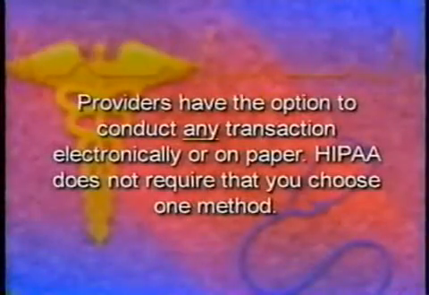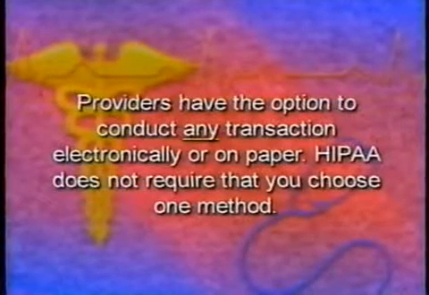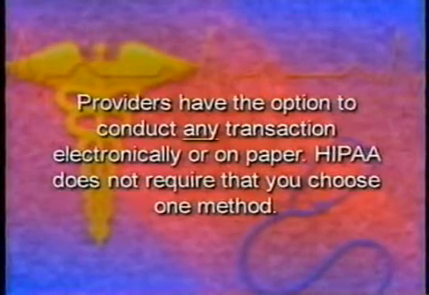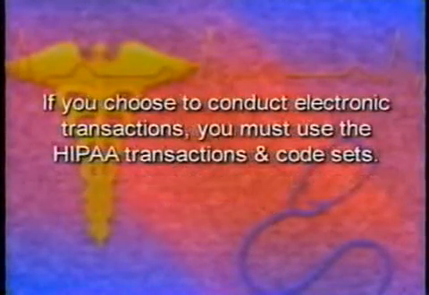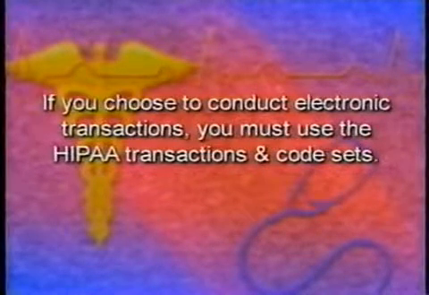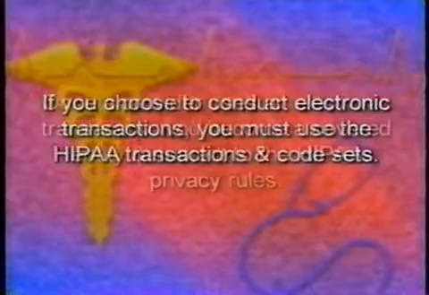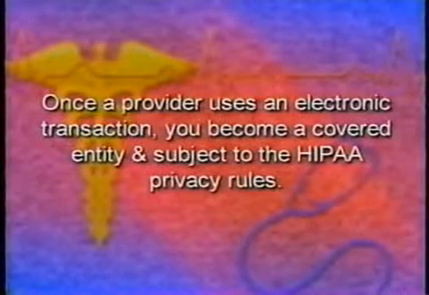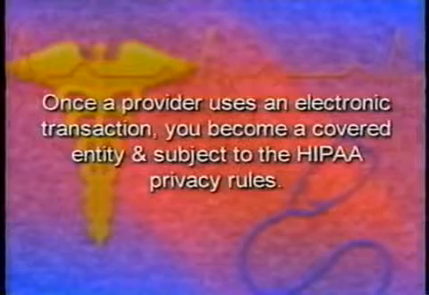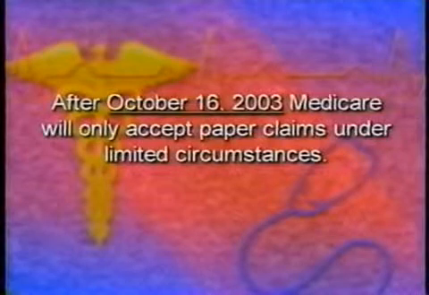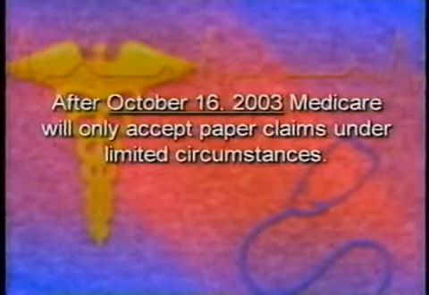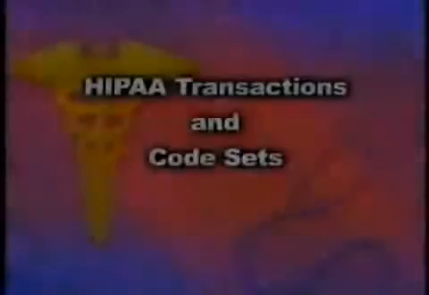I'm a healthcare provider. Am I allowed to submit claims both electronically and by paper? Under HIPAA, a provider has the option for any transaction to conduct it electronically or on paper. HIPAA does not require that you choose one method. However, if you choose to conduct electronic transactions, you must use the HIPAA transactions and code sets. Also, once a provider uses an electronic transaction, you become a covered entity and subject to the privacy rules also. Keep in mind that after October 16, 2003, Medicare will only accept paper claims under limited circumstances.